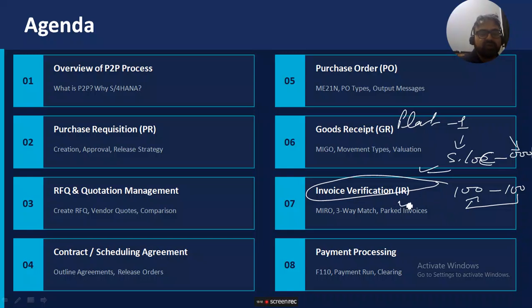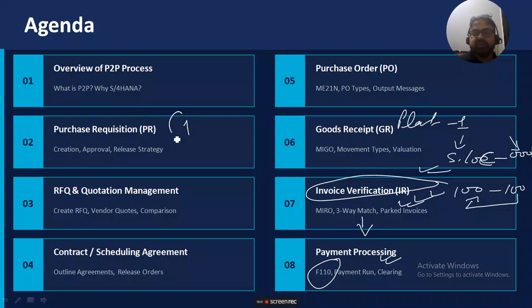Just invoice verification, we verify the invoice, and once the invoice verification is posted in the system, then we'll do the automatic payment functionality, F110. This is the payment functionality. So now this is the complete P2P cycle, right?